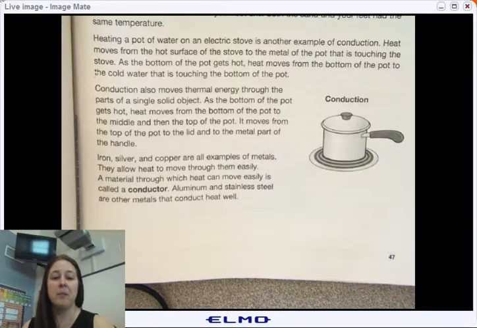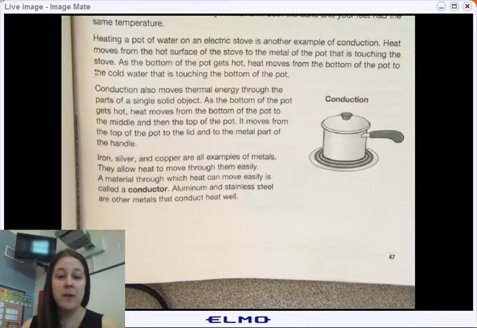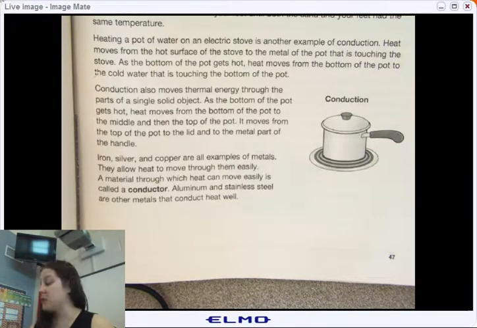Iron, silver, and copper are all examples of metals. They allow heat to move through them easily. A material through which heat can move easily is called a conductor. Aluminum and stainless steel are other metals that conduct heat as well.